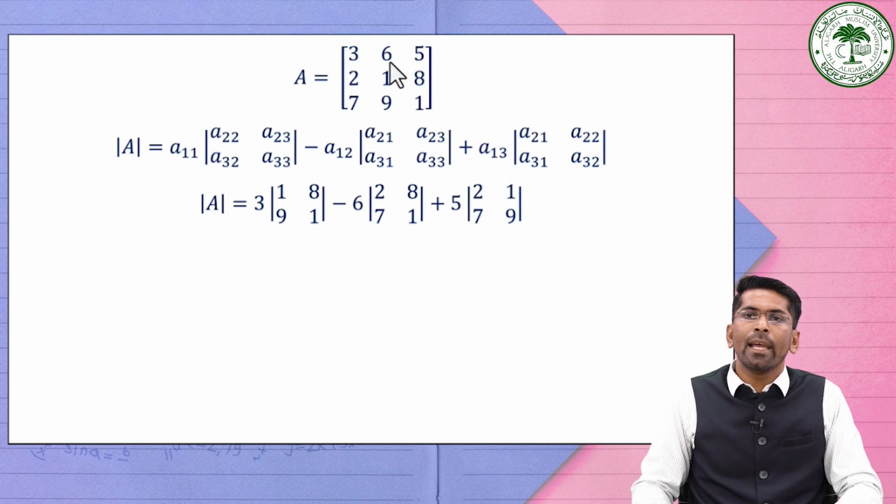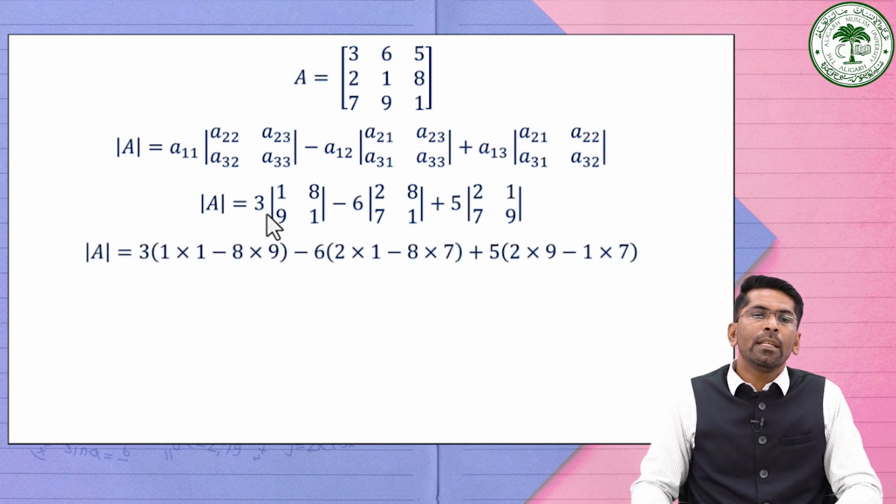Then considering the second element, that is 6, we cross the first row and second column. So it will be 2, 8 and 7, 1. Plus the third element, that is 5. Now we cross the first row and the third column. What is remaining? 2, 1, 7, 9. I have written it here.